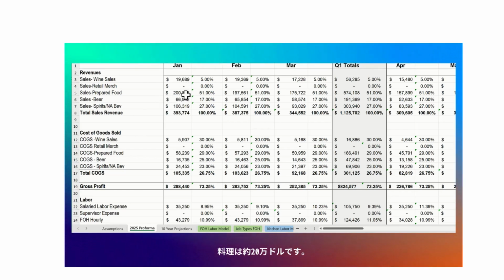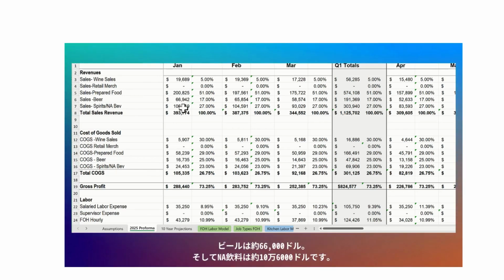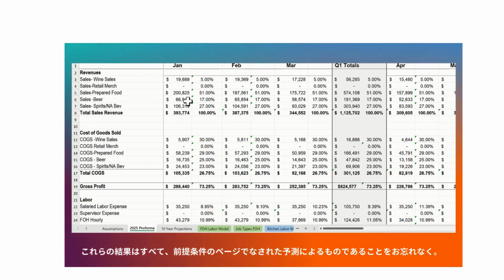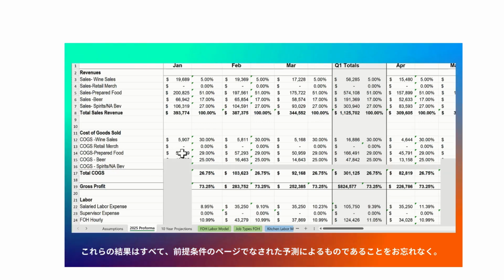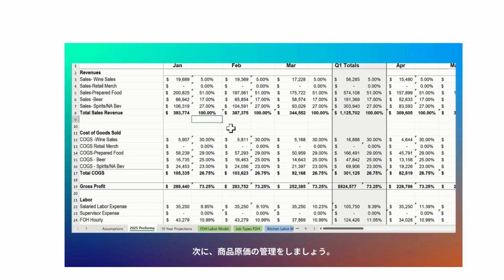Our prepared food would be about $200,000. Our beer would be about $66,000, and our NA Bev sales would be about $106,000. Again, all of this is coming from those predictions that we made in our assumptions page. Next, we're going to move down to our cost of goods.